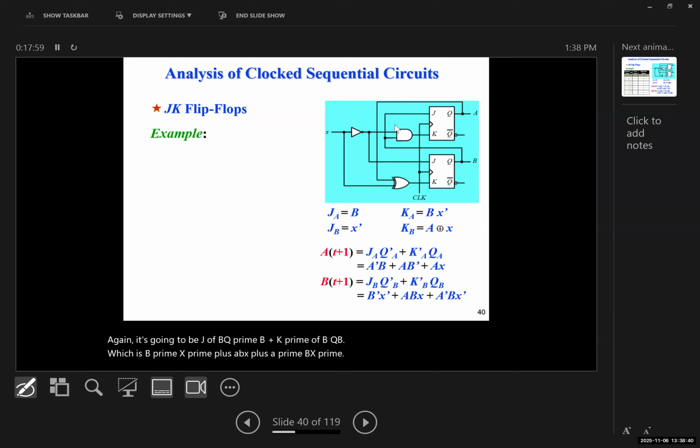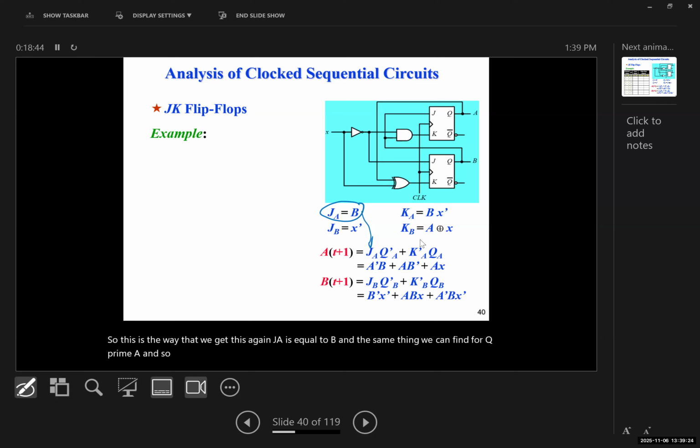One thing that I want you to do is when you get home, I want you to deeply think on this because it may seem confusing at first. You need to go through it 2 or 3 times to fully understand it. So take your time to understand each of these equations. How did we get A(t+1) and B(t+1)? Again, we already know JA is B, so we will replace JA with B, and Q prime, for example, here is going to be equal to B. So this is the way that we get this. Again, JA is equal to B, and the same thing we can find for Q prime A and so on.